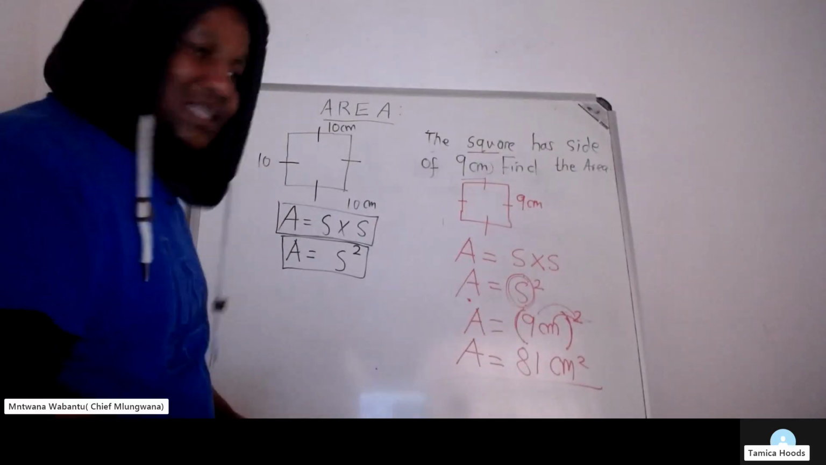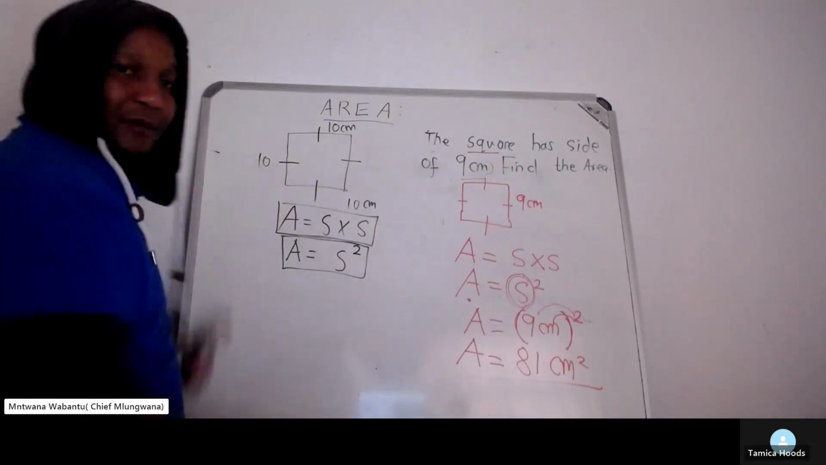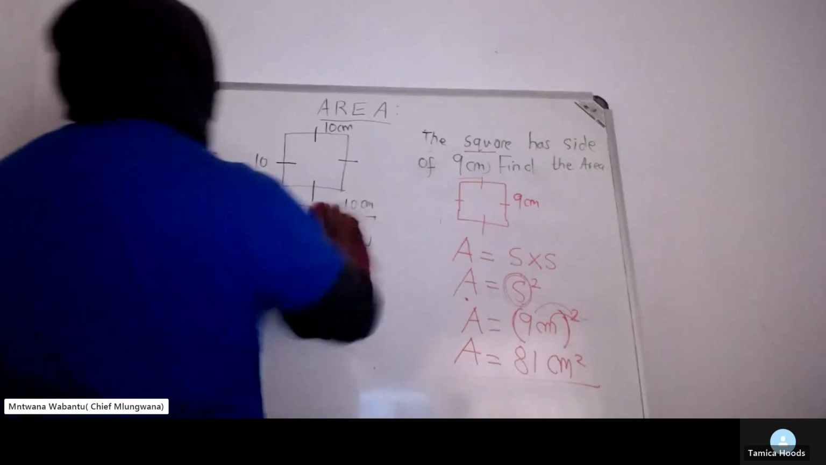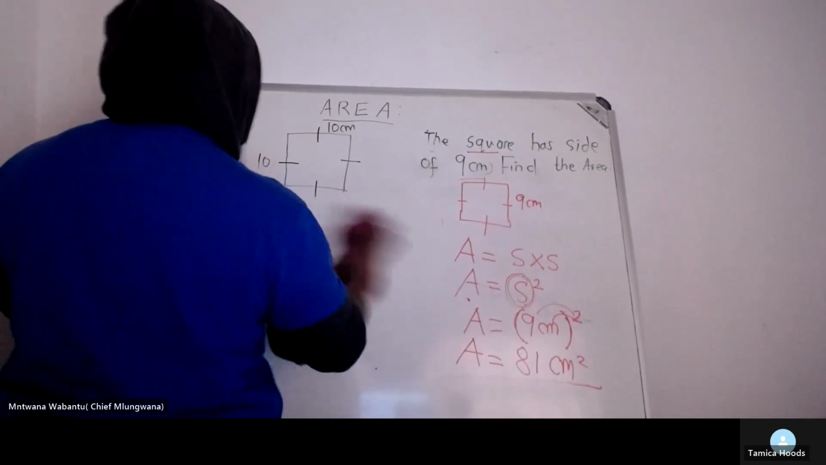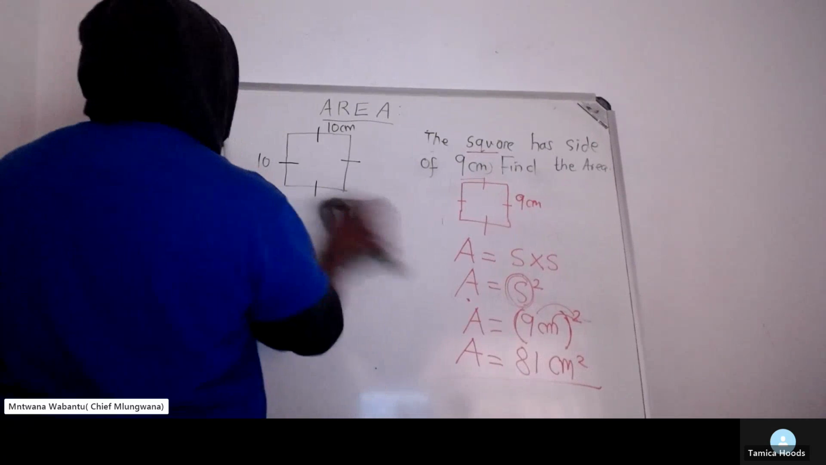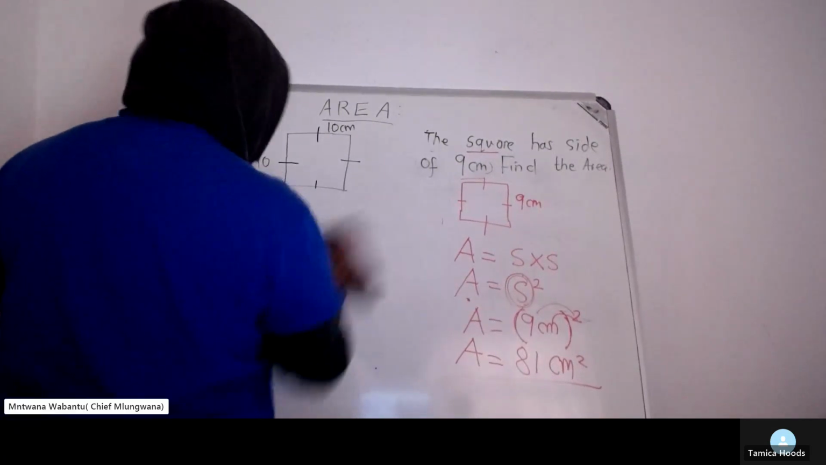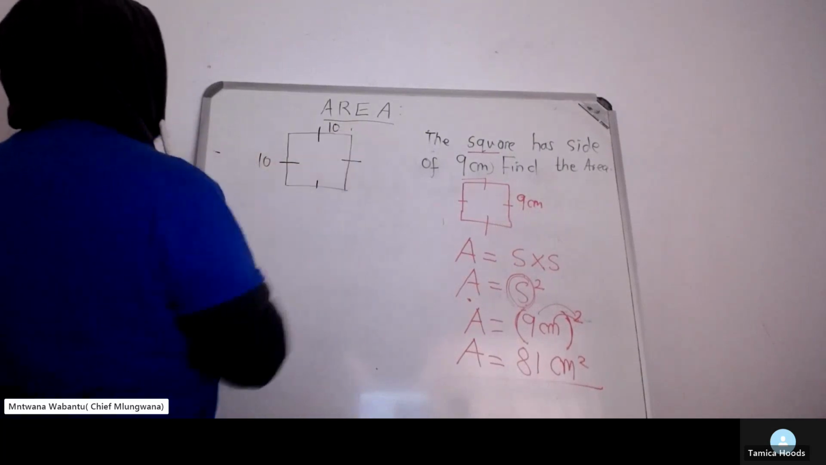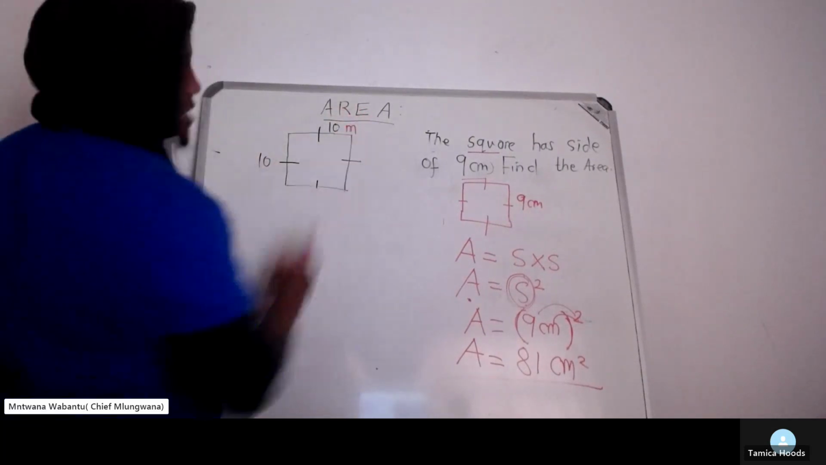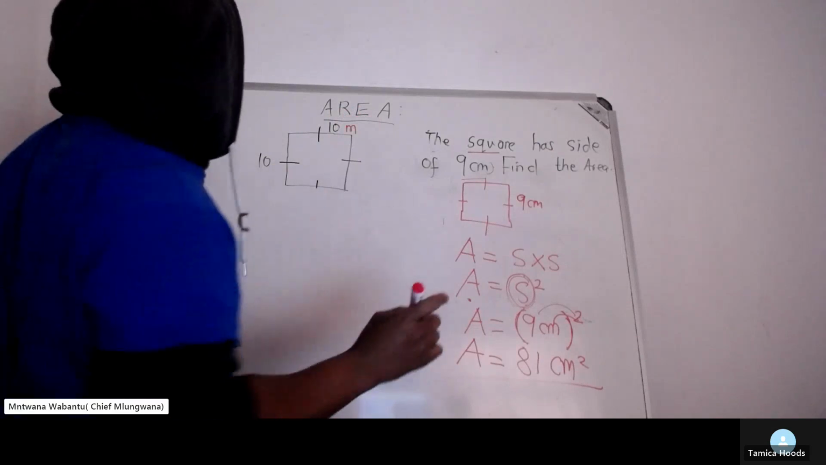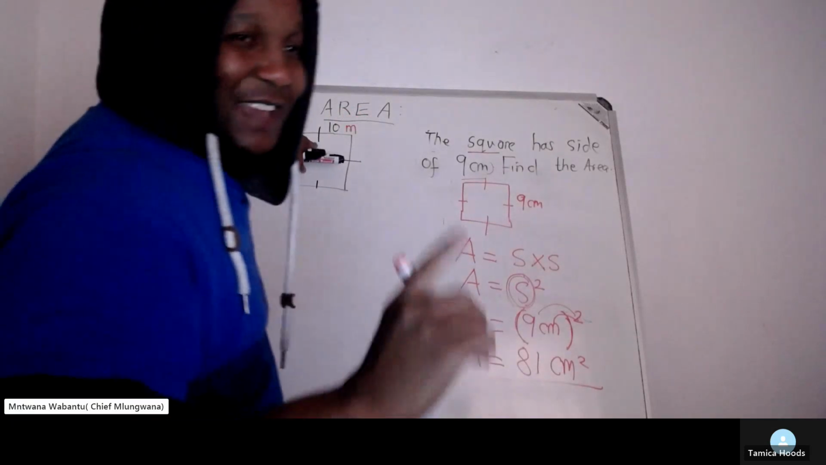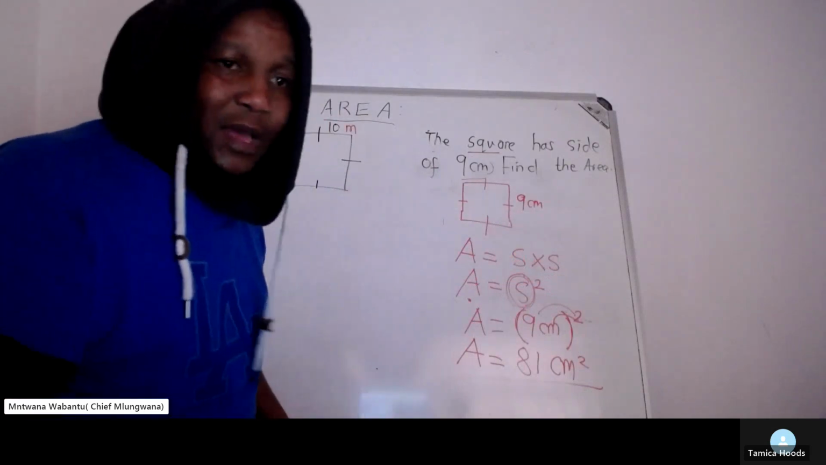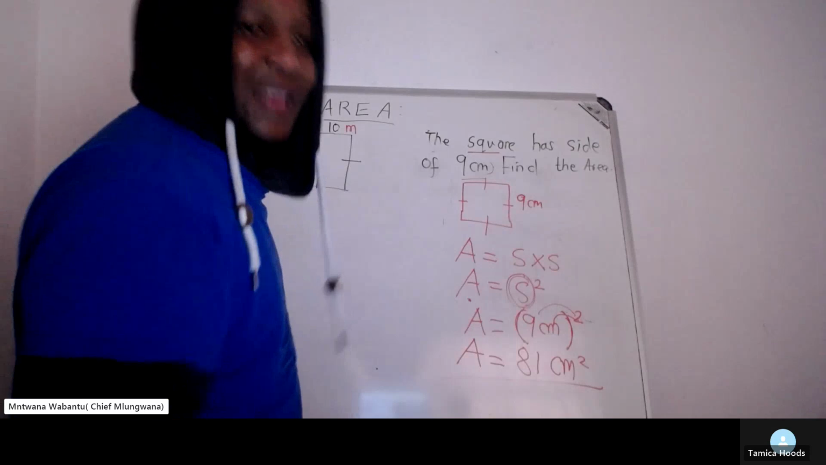Okay? Let's take another example. Should I erase here? Yes, you can erase. Okay, perfect. If the side of a square is 9 meter, let's say this meter. No. If the side, because this is not area, the side is like this length, right? If the side of a square is 9 meter, find the area.